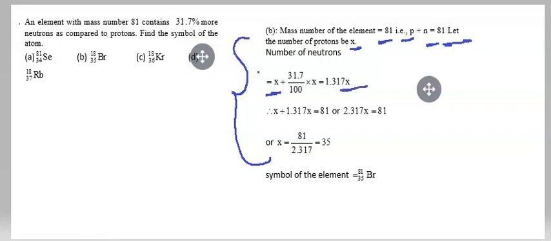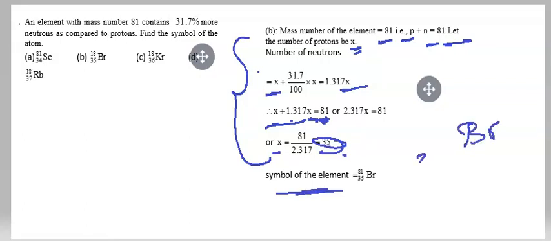Then we have to find these two values, x and 1.3x, right? So this collectively gives 81, right? So we have to find the value of x, which gives 35. Then the symbol of the element would be bromine, 35 and 81, according to this given solution. Like 35 and 81, the options are there. So this corresponds to option B. So option B is right.